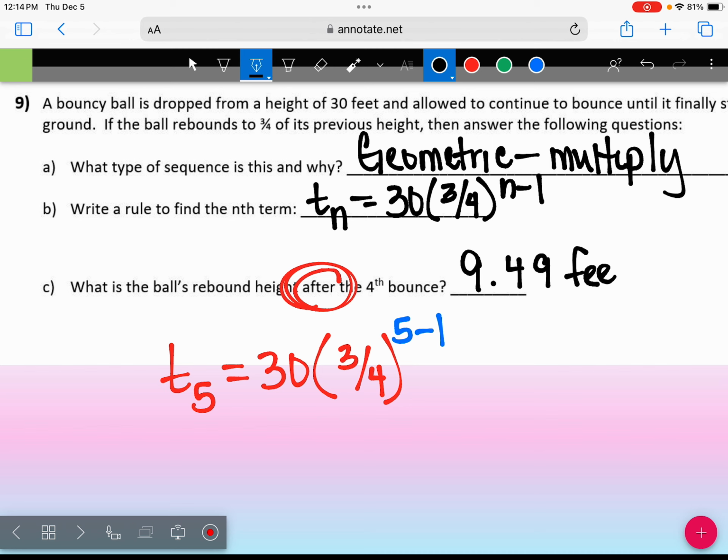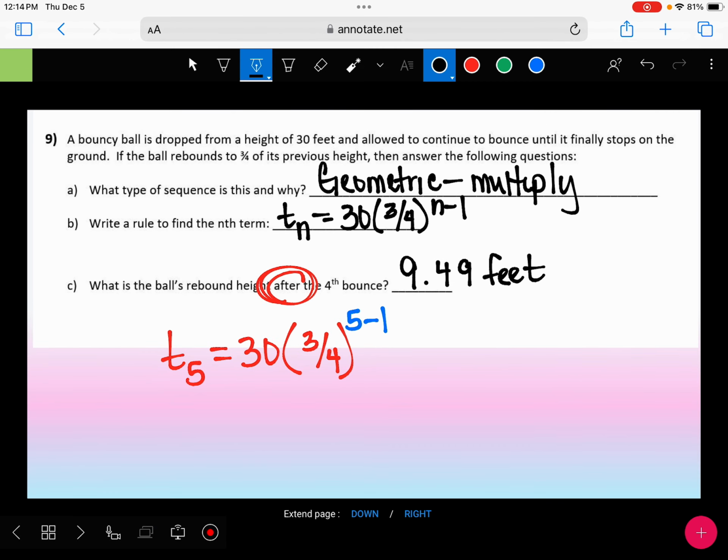And it didn't tell us where to round, so I'm going to round to the hundredths place for this example. But I will make sure that on the quiz it is clear where to round. So who got 9.49 feet? And usually when I grade it, I know that if you got part C right, you probably got part B right, and I don't even look at A and B. So in order for you to get part C right, you would have had to get the other 2 right.